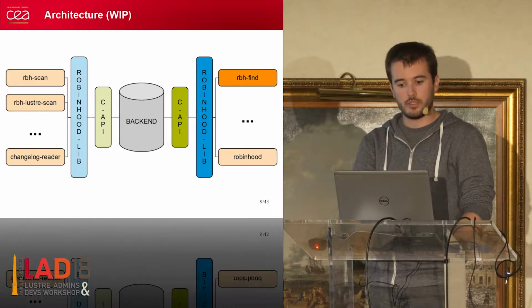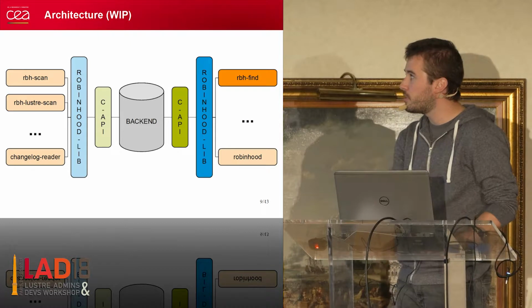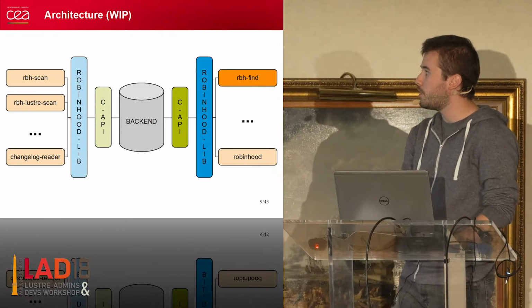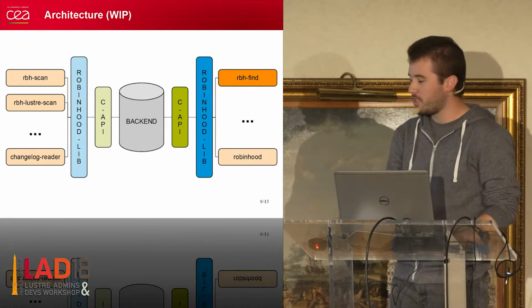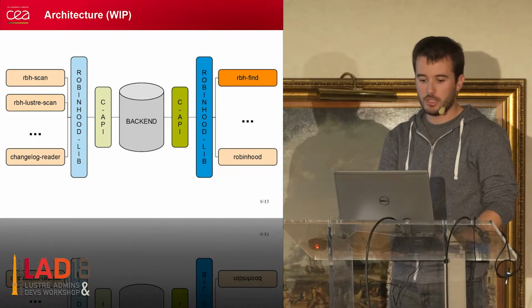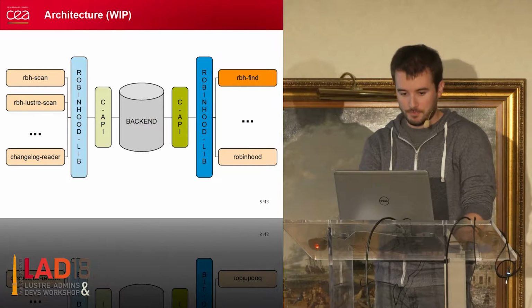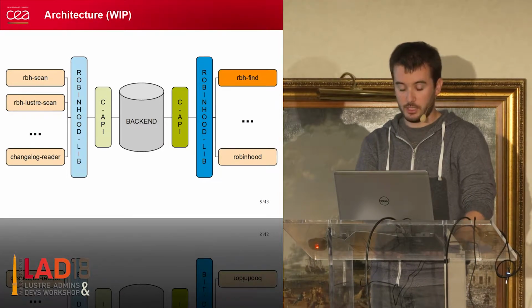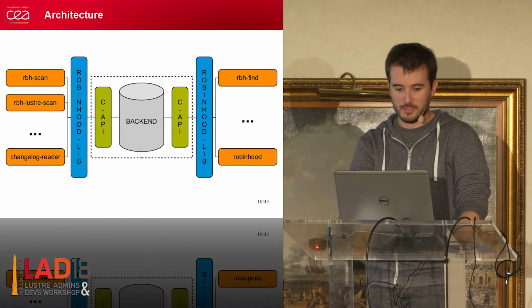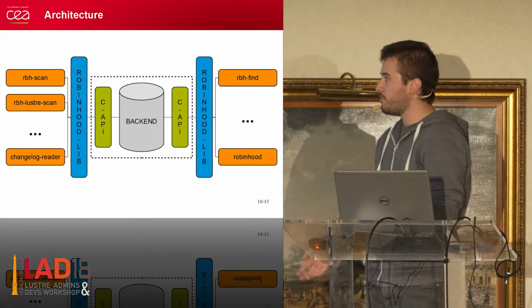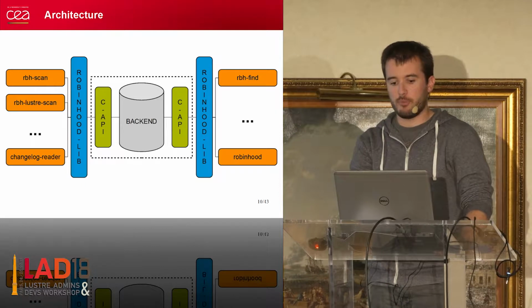Just a quick note on the fact that this is a work in progress, and currently I'm focusing on the RBH find command. So all of the rest, everything that's not in bright color, is actually not implemented right now. I don't have an ETA for it either. Anyway, the backend now is really isolated from the applications.